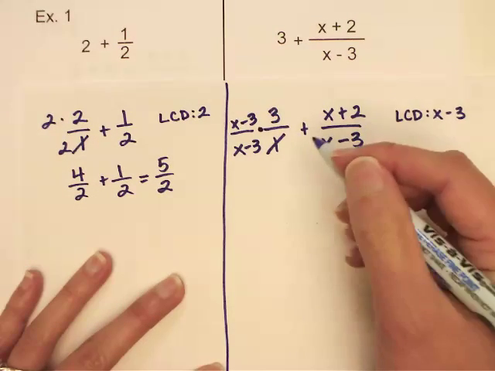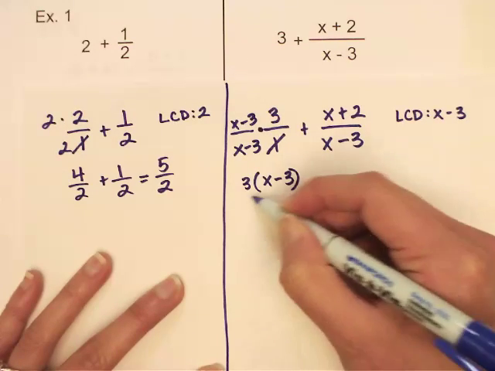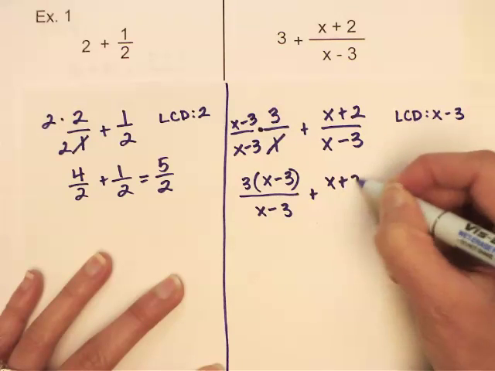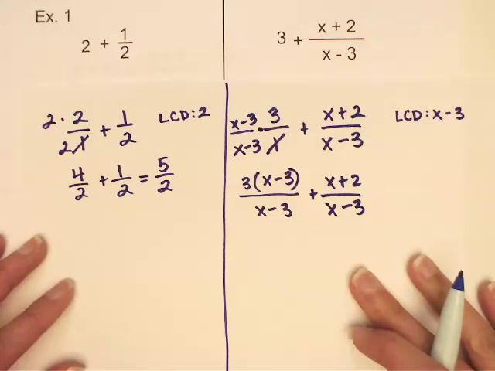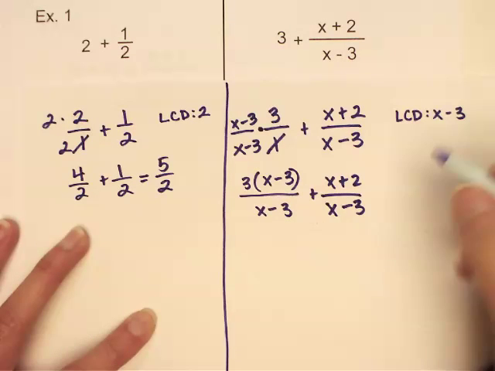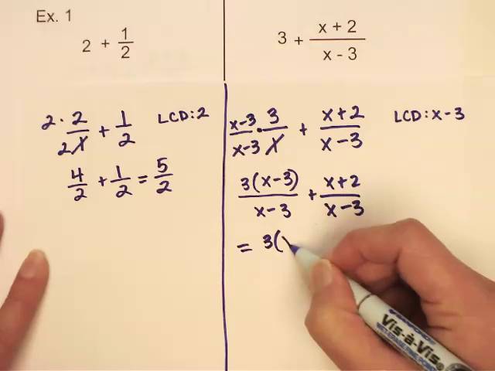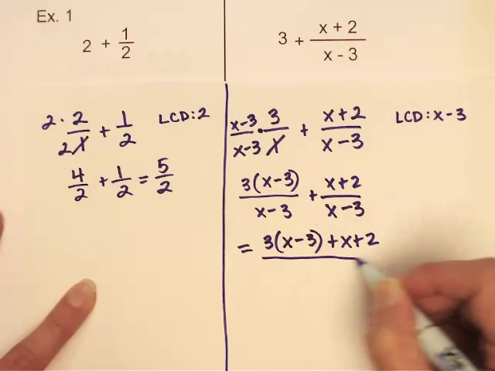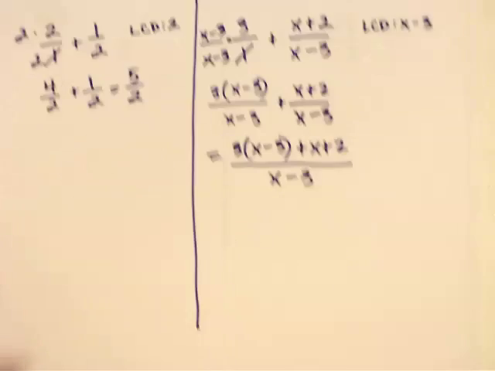Okay, so now we have 3 times x minus 3 over x minus 3. We're going to go ahead and rewrite this next to it. Okay, so now once they have the same denominator, we can go ahead and add the numerators. So this becomes 3 times x minus 3 plus x plus 2 all over x minus 3. Okay, and we can go ahead and simplify this.